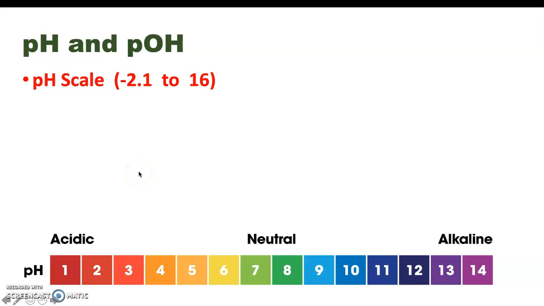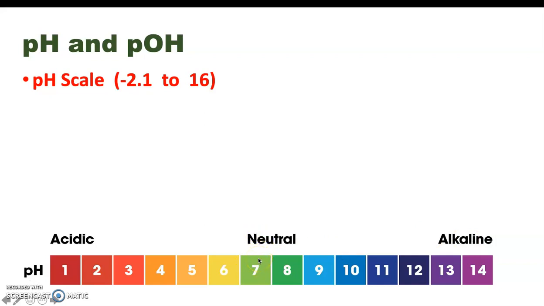So this video is about calculating pH and pOH and what they actually are. The pH scale goes from negative 2.1 to 16. Now you've probably always heard that it's 1 to 14, as the scale down here indicates, with 1 being very acidic, 14 being very basic or alkaline. Know that the word alkaline means basic. And then 7 is neutral, right?